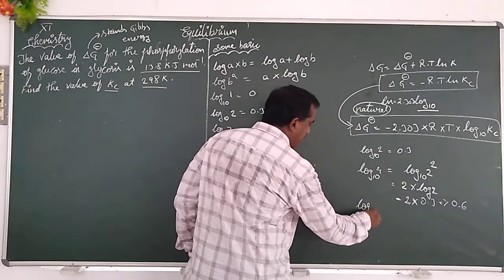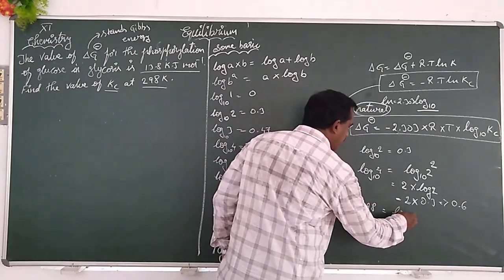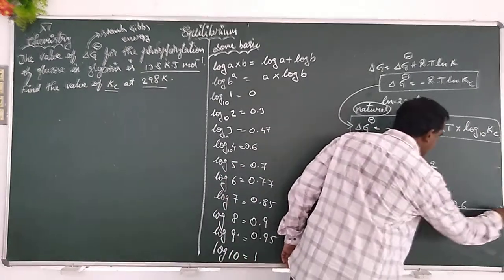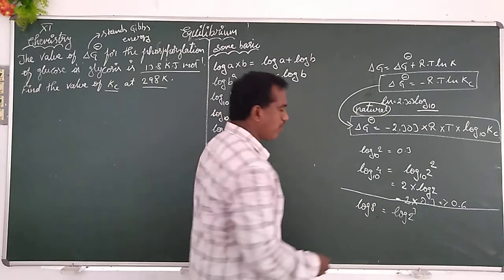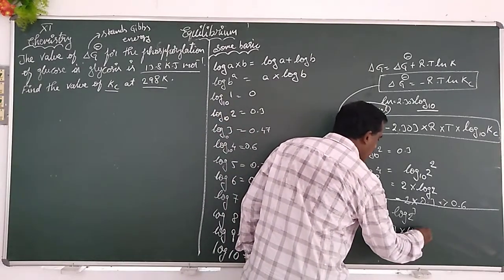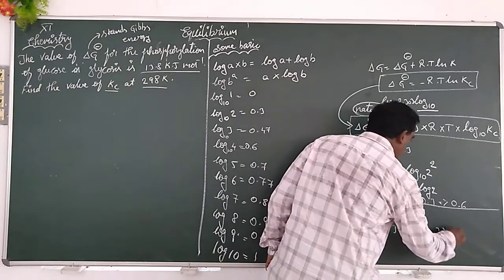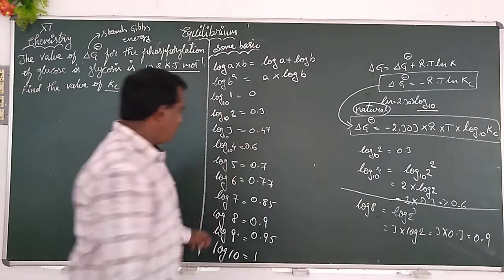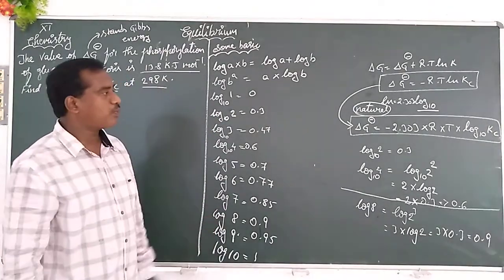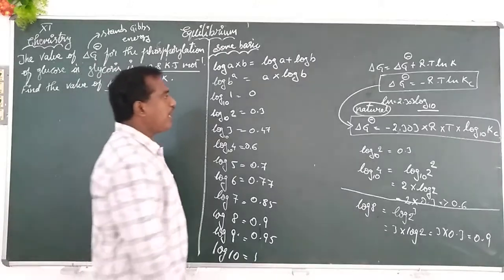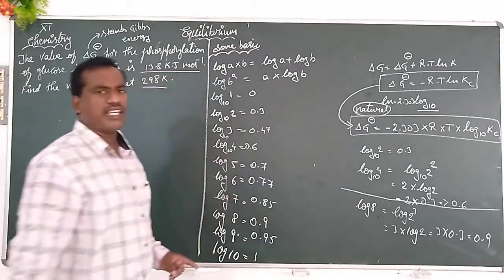Log 8, how shall we write? Shall we write this as log 2 to the power of 3? How are we writing it, children? Log 2 to the power of 3, or we can write it as 3 into log 2, or 3 into 0.3, that is 0.9. I am highlighting these points because in our calculations this will make our work easy. Done. Now please write down this data.